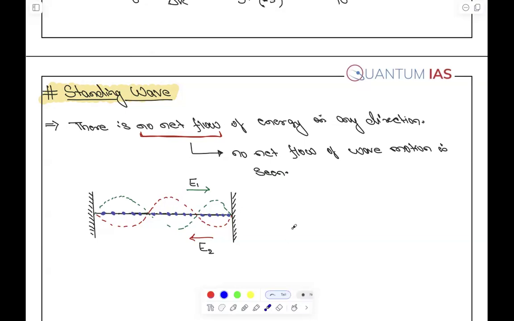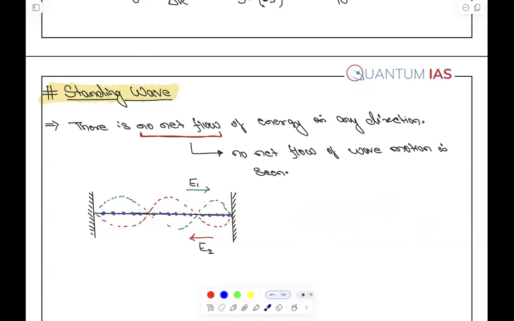For example, we say this is my wave. This particle is oscillating like this. We feel that this particle has transferred the energy there, but this is not true. So no net flow of wave motion is seen there. But whether the energy has dissipated, no, this is not the case. You need to understand this thing.